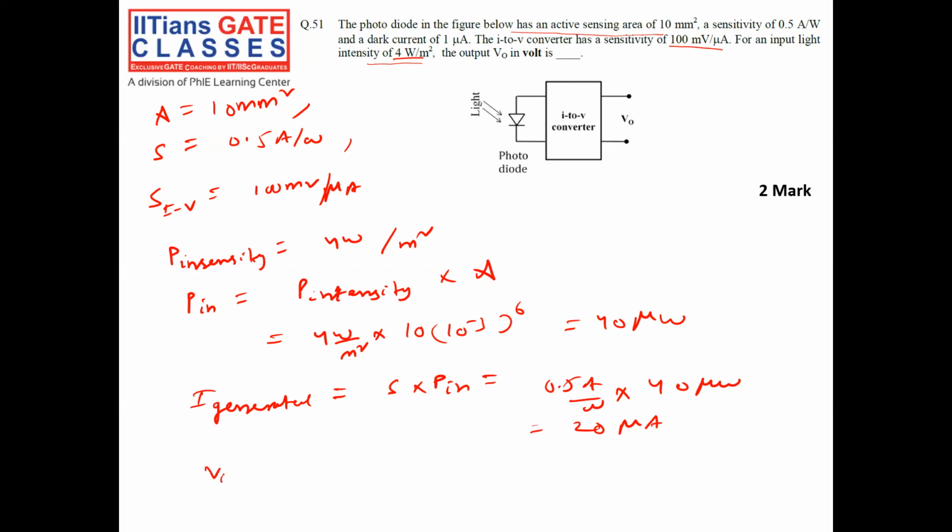So now what is the output voltage? The output voltage is equal to the sensitivity of I to V into my current generated. So 100 millivolt per microampere into 20 microampere. This gets cancelled, and I got 2 volt as my output. So the answer should be 2 volt. It's a very easy question, right? You have to know only the units to get the answer.